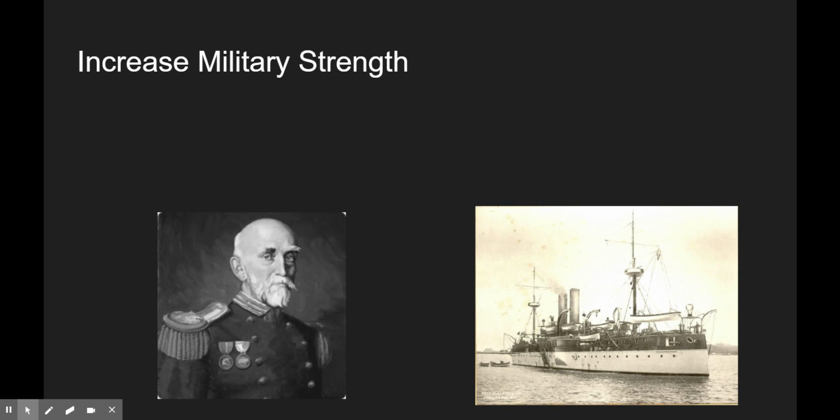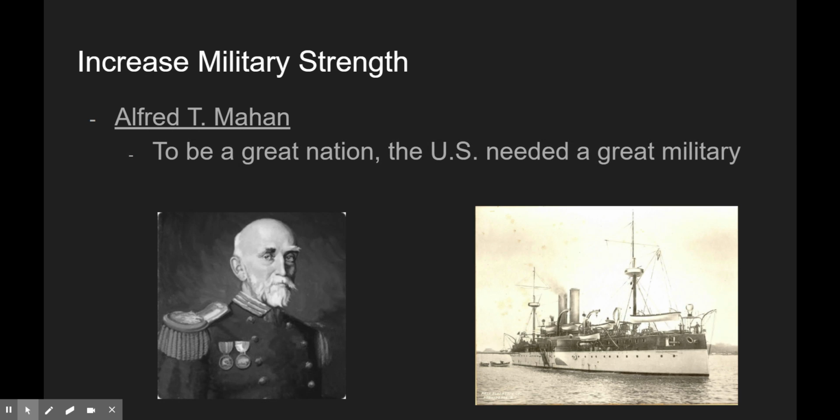Also, reasons why we want to have overseas colonies. This man here is Admiral Alfred T. Mahan, and he becomes the voice for increasing our military strength. And this is one of those stories where it's almost like what comes first, the chicken or the egg? He feels that to be a great nation, the United States needs a great military. And I don't disagree. I think having a strong military is very important.